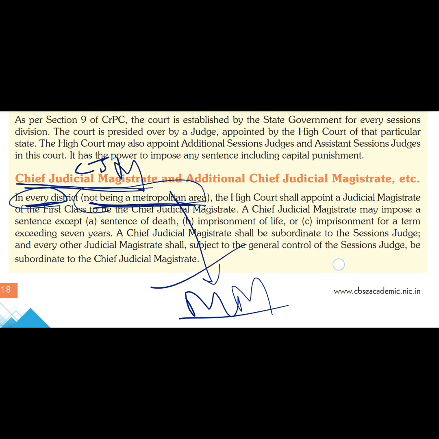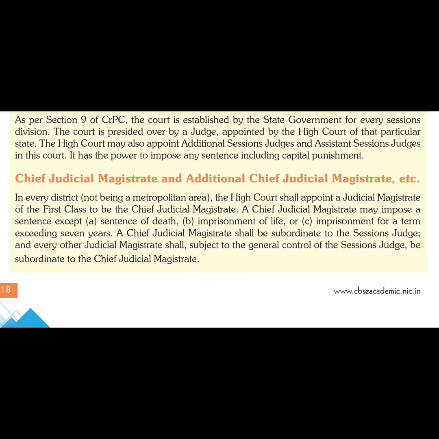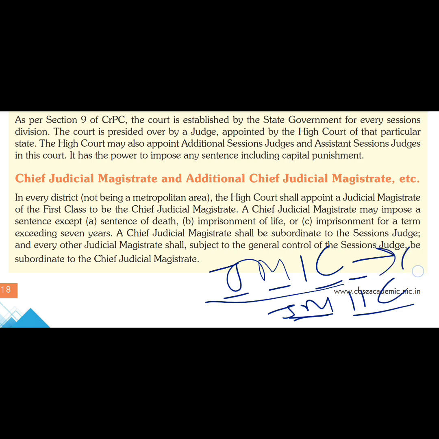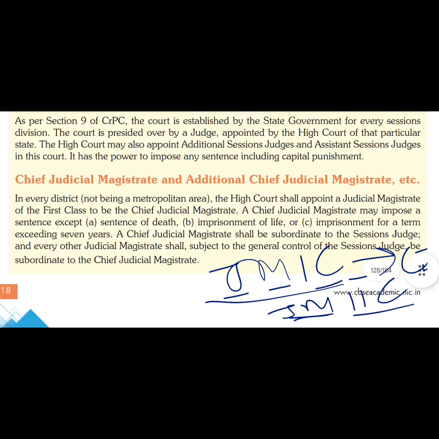That depends on whether there is a commissioner in the state, and that again depends upon the population of that district, not state but district or city. The High Court shall appoint a judicial magistrate of first class. Now as I told you that day, JMIC, judicial magistrate of first class, and JMSC, judicial magistrate of second class. JMIC is only CJM, और इसके नीचे है ये JM2C.